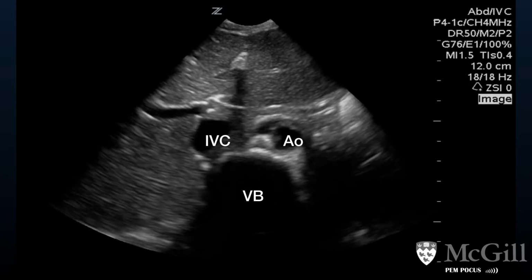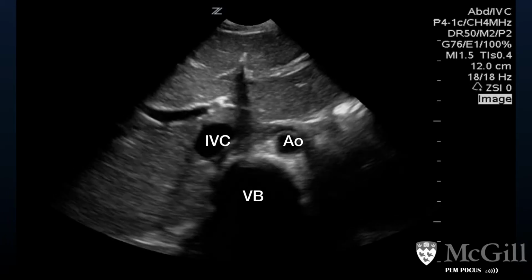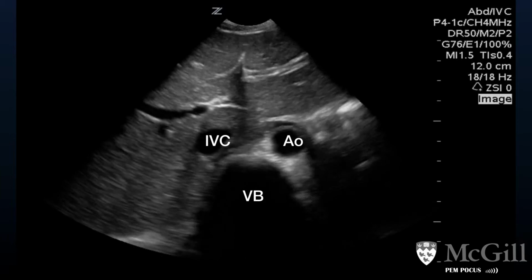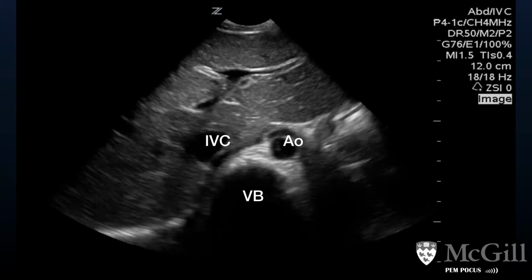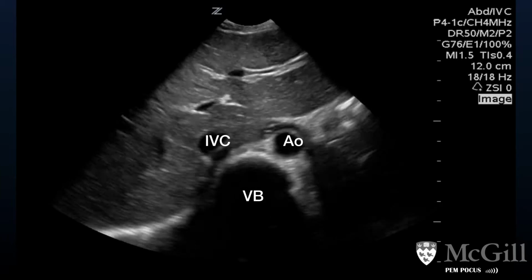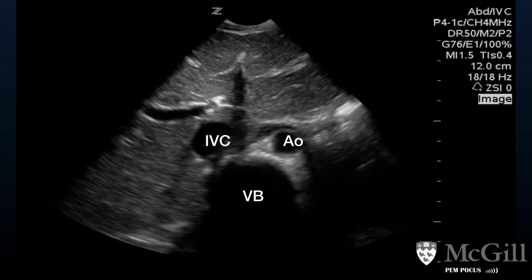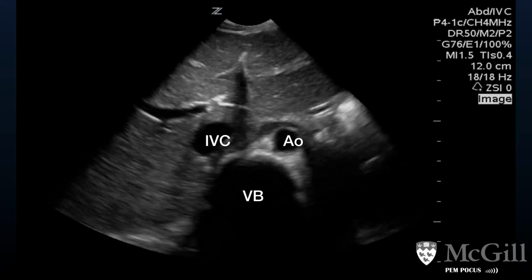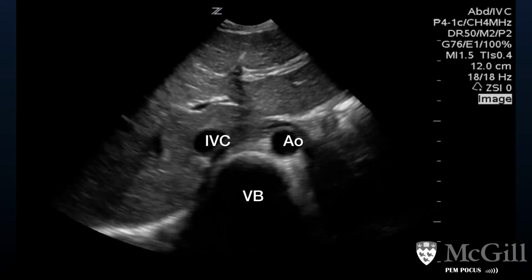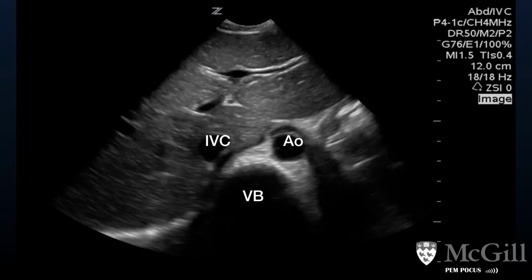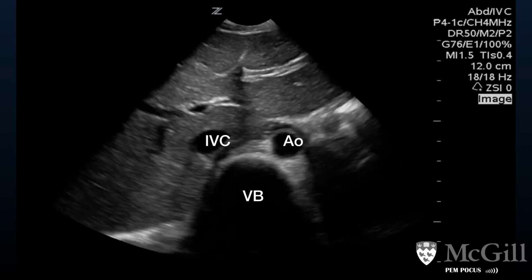Here you can differentiate the IVC from the aorta in the transverse plane easily. The aorta always runs anteriorly to the vertebral body, and the IVC is slightly towards the right of the patient. The aorta is thicker and more pulsatile than the IVC. In previous studies, the IVC to aorta ratio had been used, but it has not shown to predict fluid responsiveness in children.